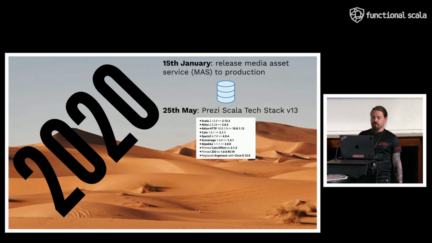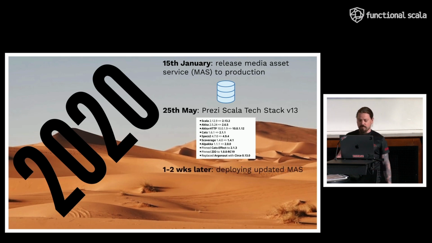Scala 2.13 was already out for a while, and I decided, we had these big version releases of our own tech stack, and in those releases, we always pinned down all the major dependencies and upgraded everything at once. The media asset service, when it was released, was still using Scala 2.12, but I decided that all the dependencies are already released for 2.13, so why not upgrade? So I released this new version of the Prezi Scala tech stack, and a few weeks later, after we upgraded everything and all the tests were passing, we deployed this new version of the service into production.